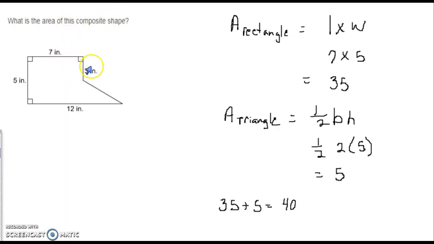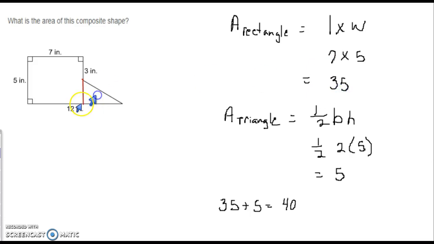The last one gives you a picture here that's not on a coordinate grid. And so you can see, if we draw in a segment here, that we have a rectangle and a triangle. So our rectangle is simply 5 times 7, right? The length times the width. So 35 units, or inches squared, is going to be our area of the rectangle.